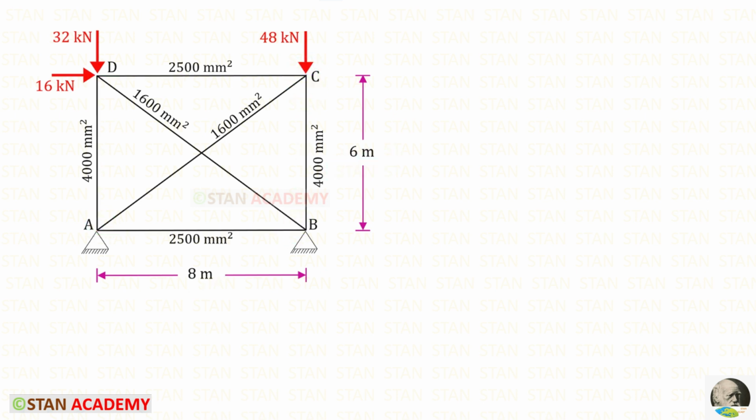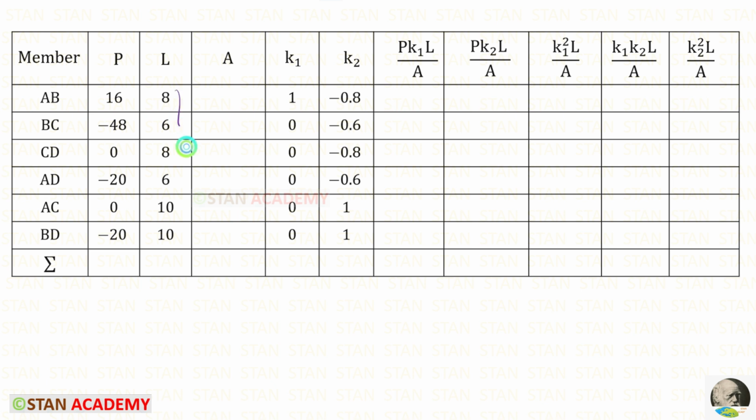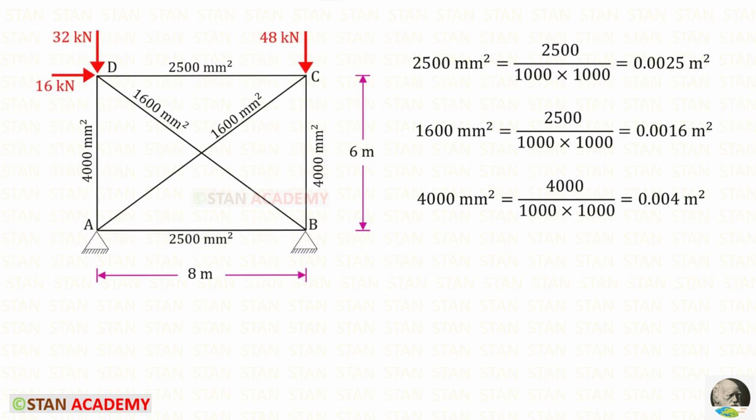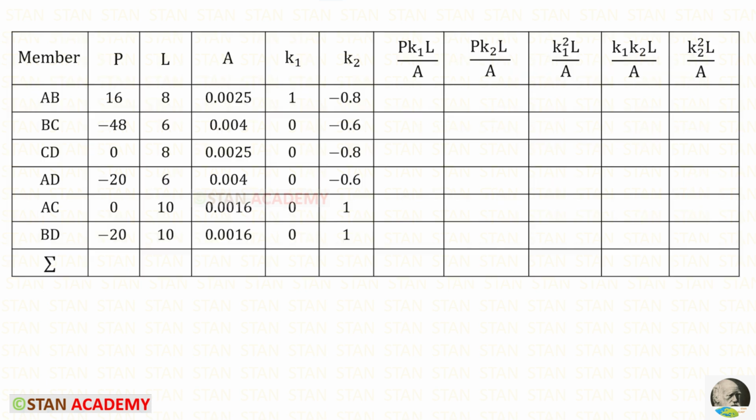To find the lengths of AC and BD, we can use Pythagoras theorem. Root of 8 square plus 6 square, we will get 10 meter. Let us enter all of the lengths. Then we are going to enter the values of areas. The areas are given in millimeter square. We can convert them into meter square. Let us enter all of the areas.